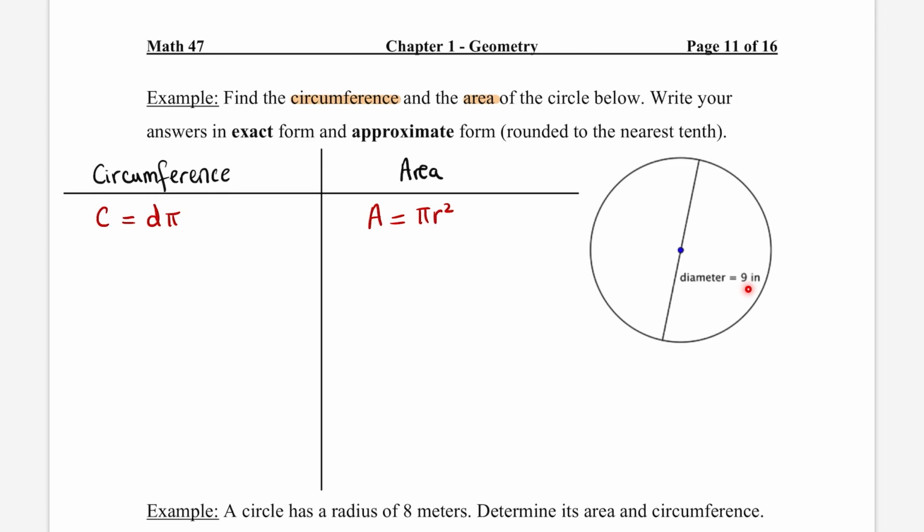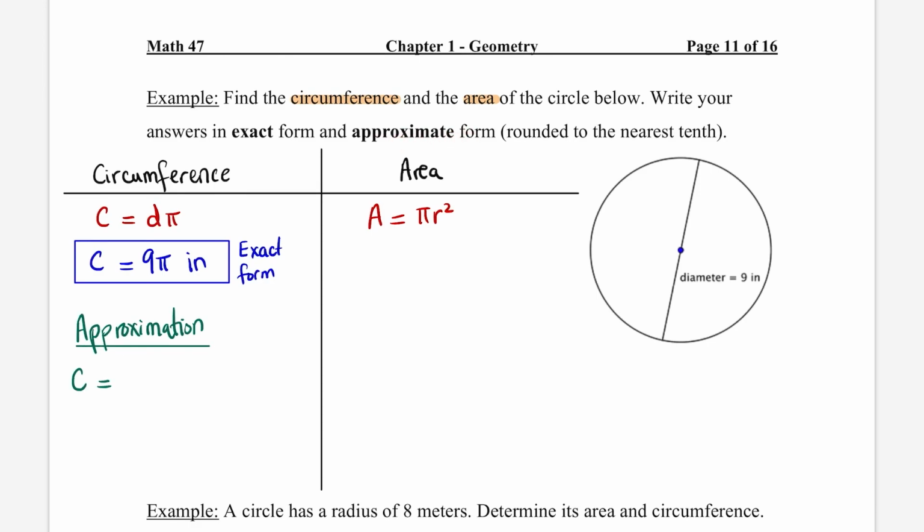The diameter is 9 inches. I am going to replace d with 9 inches. So 9 times pi inches is my circumference, and this is in the exact form. So when they ask for the exact form, just leave pi as pi. Don't replace it with 3.14 or anything. 9 pi is the answer in the exact form. Now, only replace pi with 3.14 or put it in a calculator if you want the approximate form.